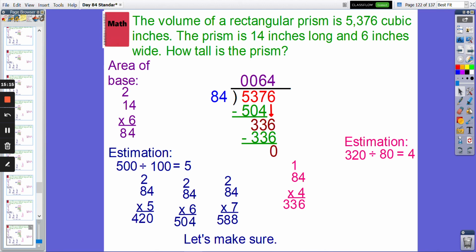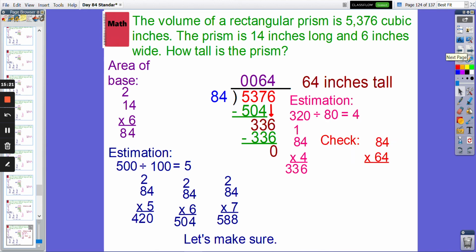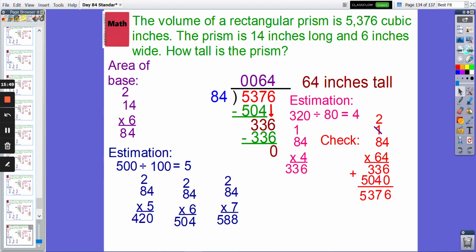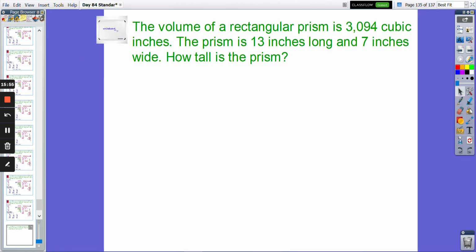So our quotient is 64. Our height is 64 inches tall. If we check with multiplication, we'll do 64 times 84. And we should end up with 5,376. Let's see what we got. And we do. We end up with 5,376.